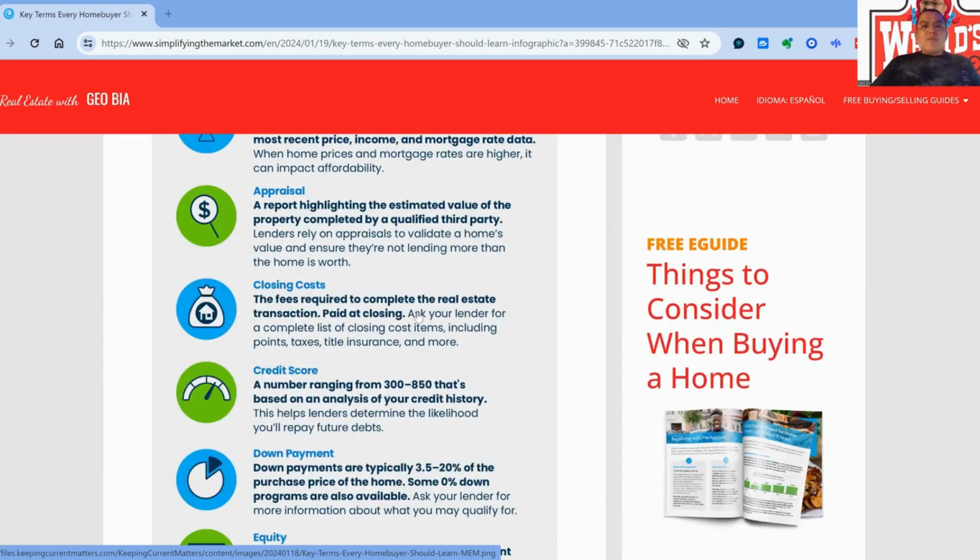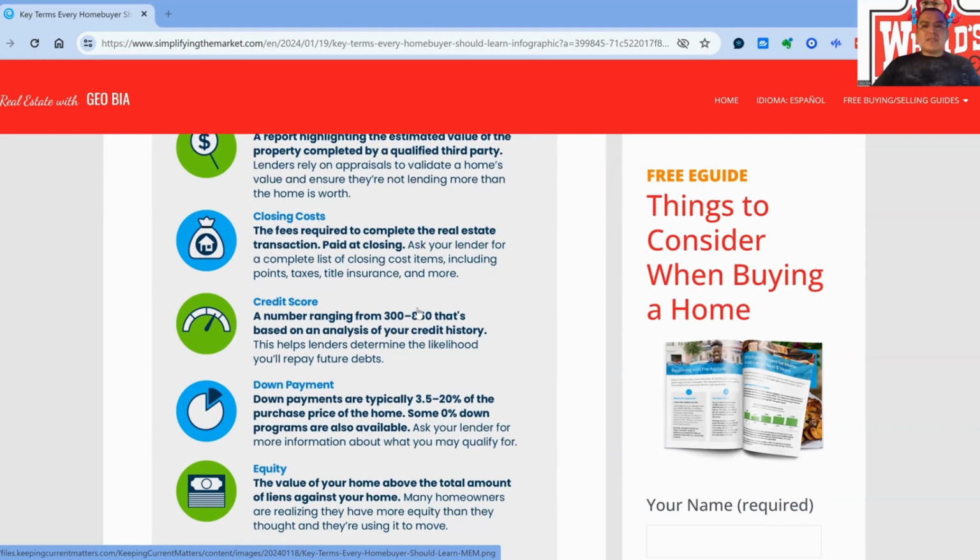Appraisal, a report highlighting the estimated value of the property completed by a qualified third party. Lenders can rely on appraisals to validate a home's value and ensure that they're not lending more than what the home is worth. Closing costs. Closing costs are the fees required to complete the real estate transaction paid at closing. Ask your lender for a complete list of closing cost items, including points, taxes, title insurance, and more.